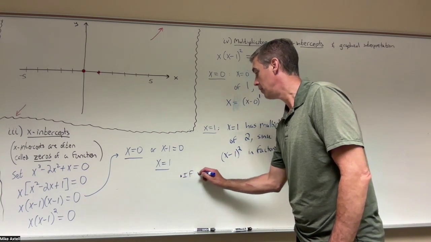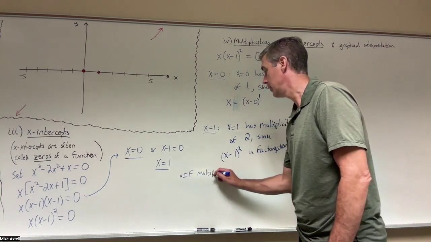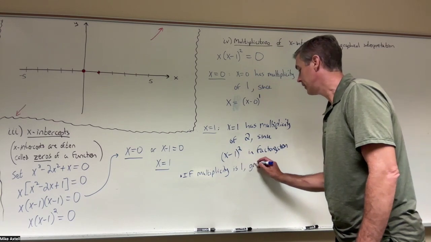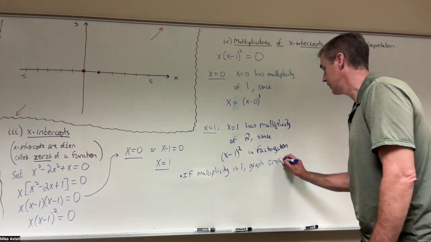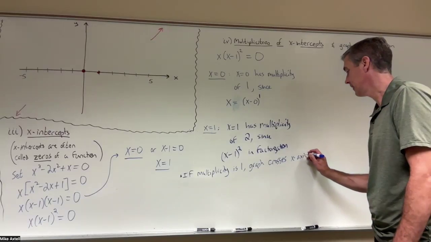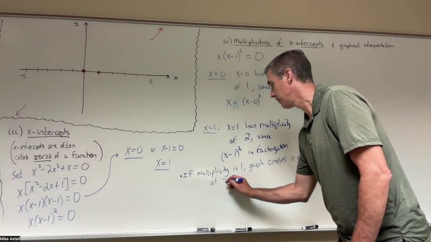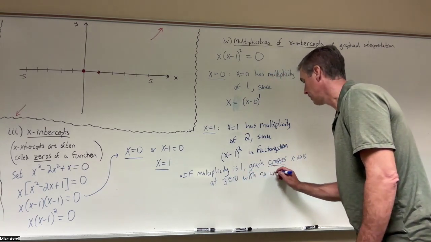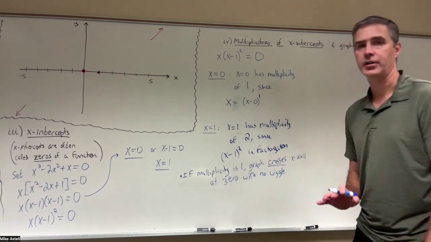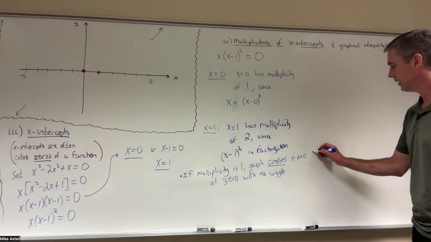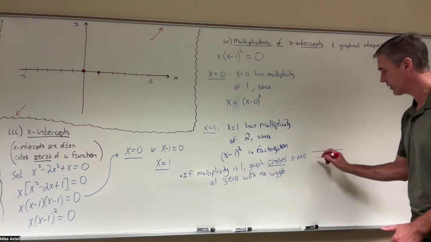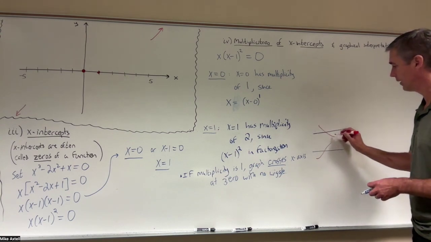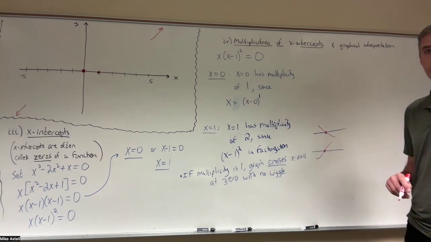If multiplicity is 1, the graph crosses the x-axis at the 0, with no wiggle. All right, very technical term, no wiggle. That means if this is my x-axis, I either have something that crosses it from low to high or crosses it from high to low at that x-intercept, okay?